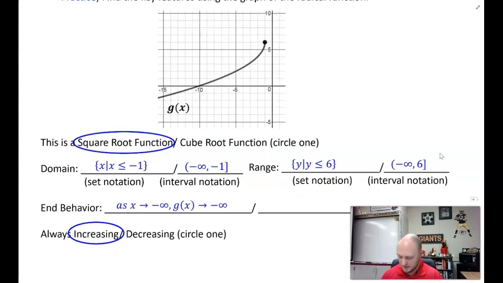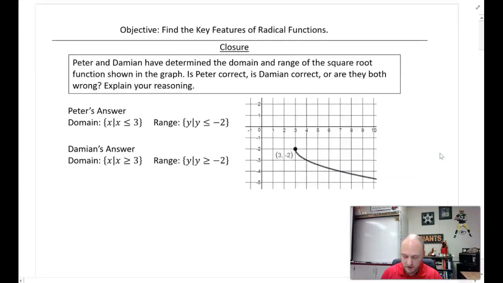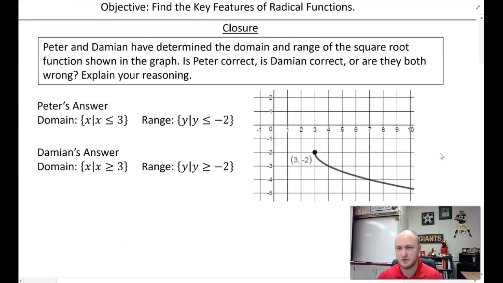All right, before you go, I want you to please reflect on this closure question. It says Peter and Damien have determined the domain and the range of a square root function shown in the graph. Is Peter correct? Is Damien correct? Or are they both wrong? Explain your reasoning. So go ahead and analyze Peter's answer, analyze Damien's answer, and then write a quick reflection. Please pause the video and I'll show you the answer here in a second.